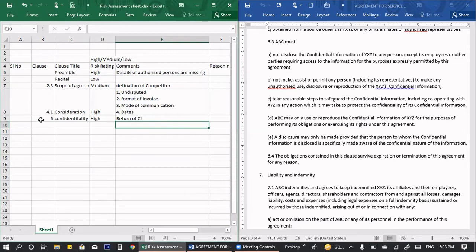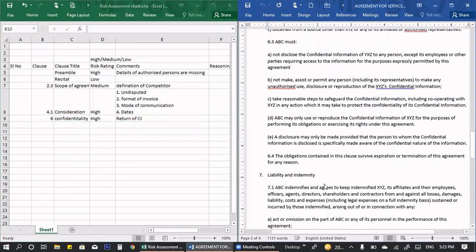So if any trade secrets are shared in any hard copy or in any document form, how are they going to return it? The returning of confidential information is nowhere mentioned. So I'm going to flag this as high.